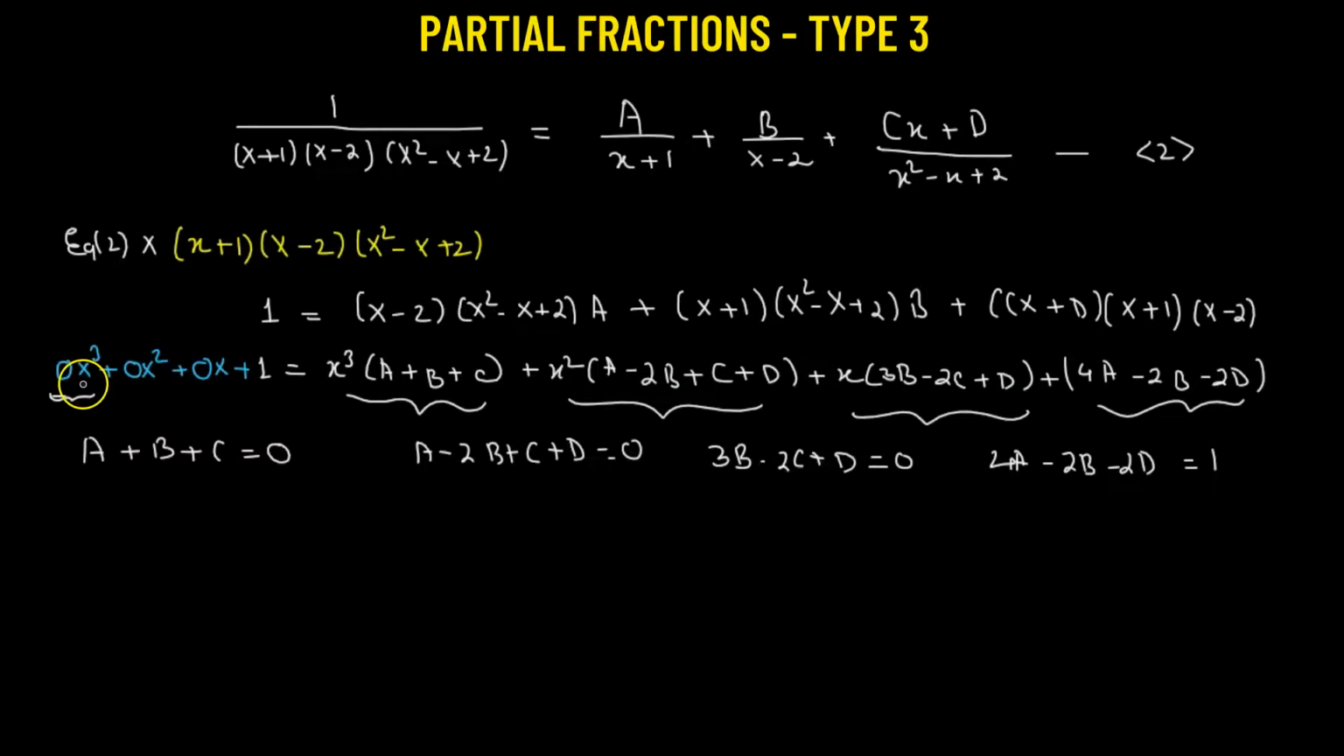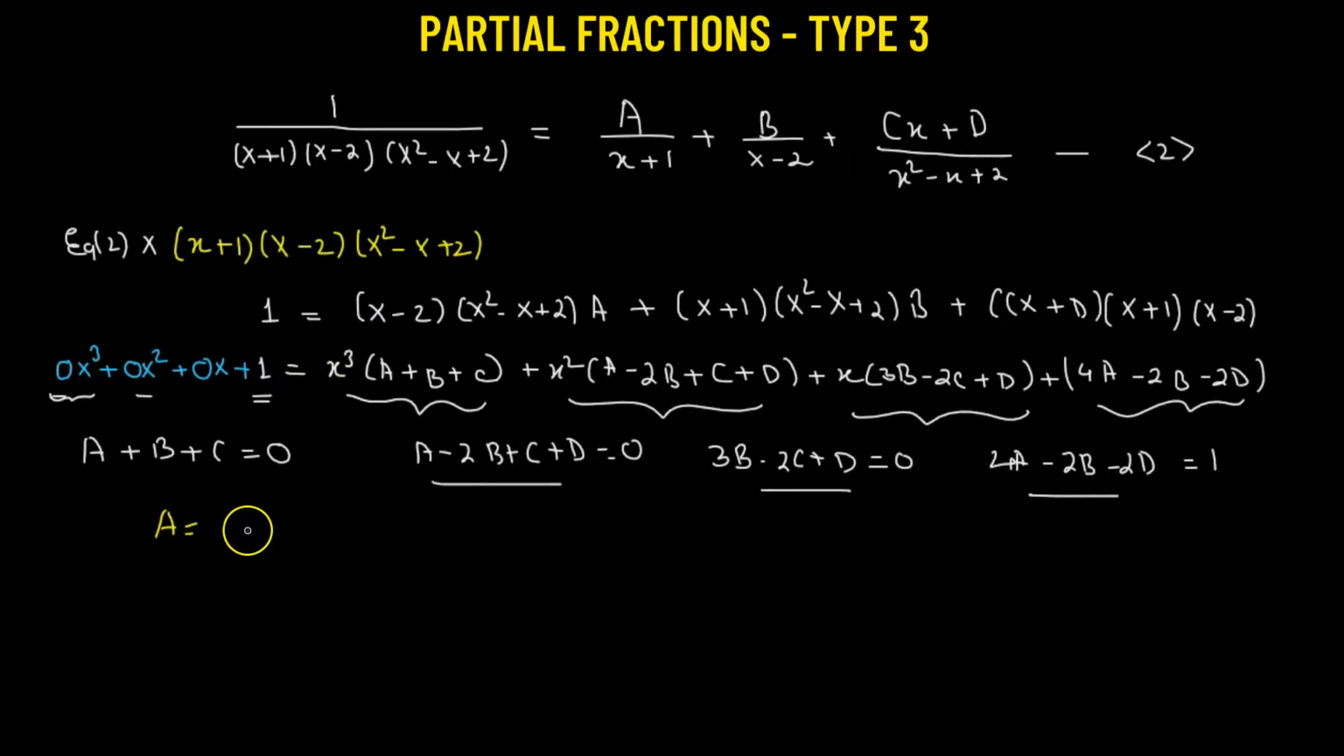What we have done is we have just added this term 0 times x cubed. Similarly, we have found the coefficient of x squared, which is a minus 2b plus c plus d, and equated it with 0 on the left hand side. We do that for x as well, and then the constant term 4a minus 2b minus 2d equals 1, because 1 is given to us. So we have 4 unknowns a, b, c, d, and we have 4 equations. We can solve all these 4 equations to obtain the values of a, b, c, and d. That I will be leaving as an exercise for you to try out.